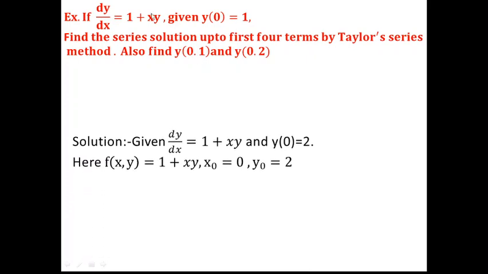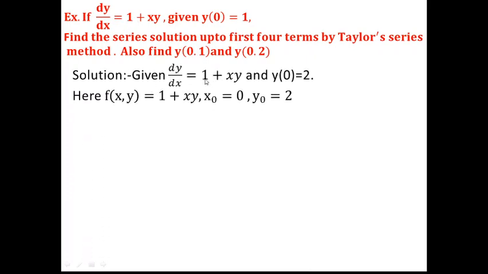So this is a given condition, we will compare it with the standard form of differential equation. Just recall what is the standard form of differential equation. The standard form is dy by dx is equal to f of x, y and y of x naught equal to y naught. If I compare this with the standard form, I will get f of x, y as 1 plus xy. Again comparing the conditions, I will find x naught as 0 and y naught is equal to 2. In this way we will find out these required quantities.